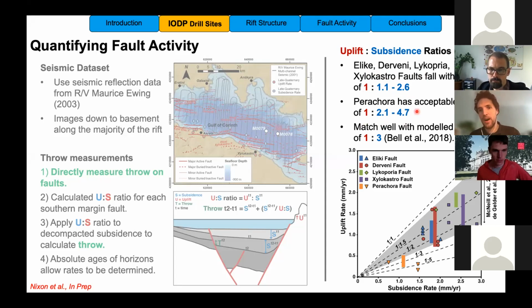The Perachora fault had a slightly larger uplift subsidence ratio, but that's thought to be due to the fact that it has a slightly lower fault dip in comparison to the other faults. But what was really neat is that these uplift subsidence ratios matched very well with those modeled previously by Bell et al. in 2018, where they showed a range of 1 to 3. And also this gray zone here is the previously published, there's two previously published uplift subsidence ratios for the rift. And so the majority of the data fits very nicely within that range as well.